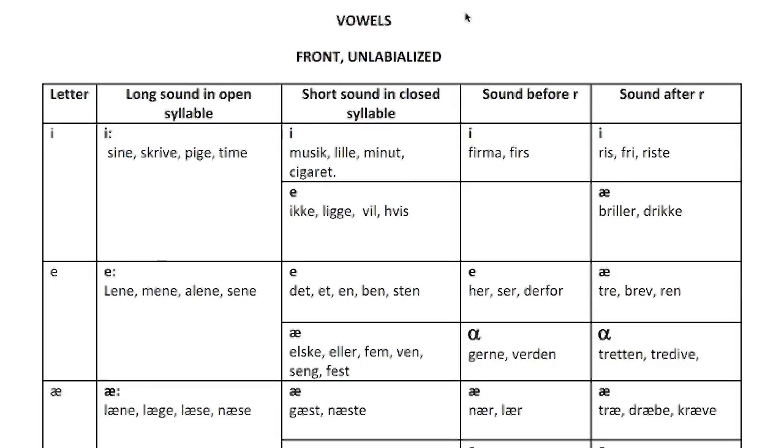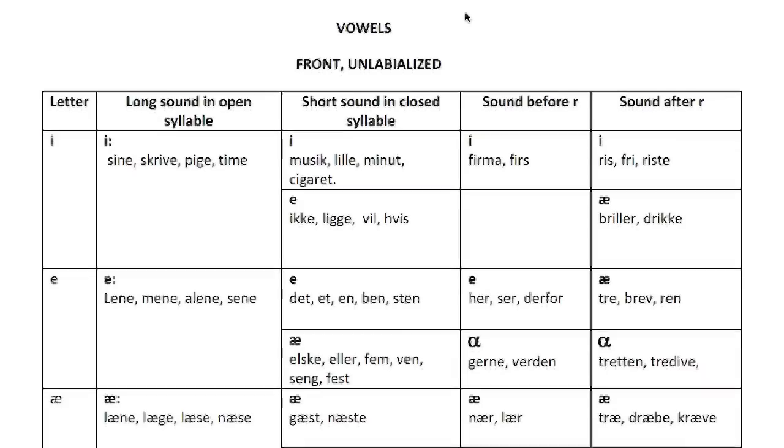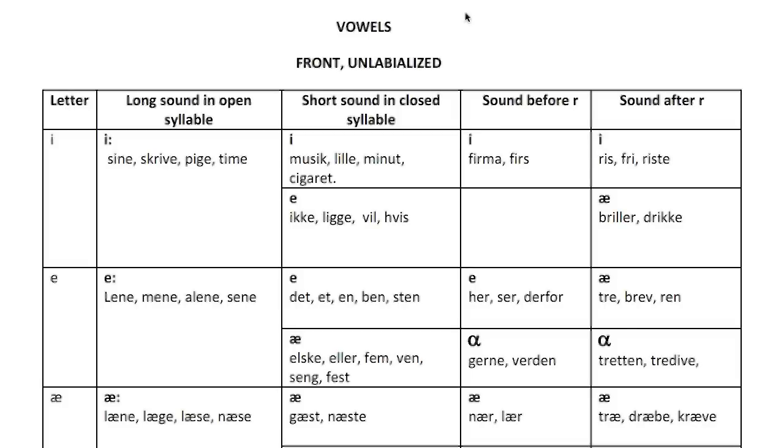Hi, in this tutorial I'm going to present to you the pronunciation rules of the Danish language, and mainly we'll speak about vowels and consonants and different combinations of letters. In my system I use the principle from letter to sound, that is to say we'll have a look at separate letters and we'll see how they are pronounced in different positions in different words. And we start with vowels, namely with front unlabialized vowels.